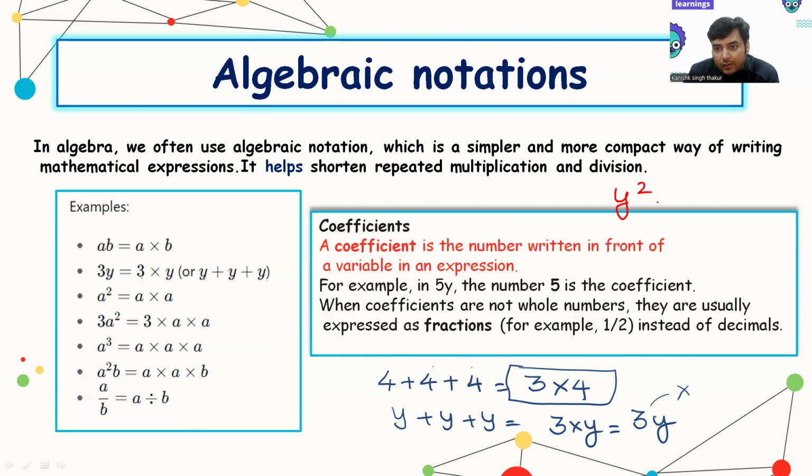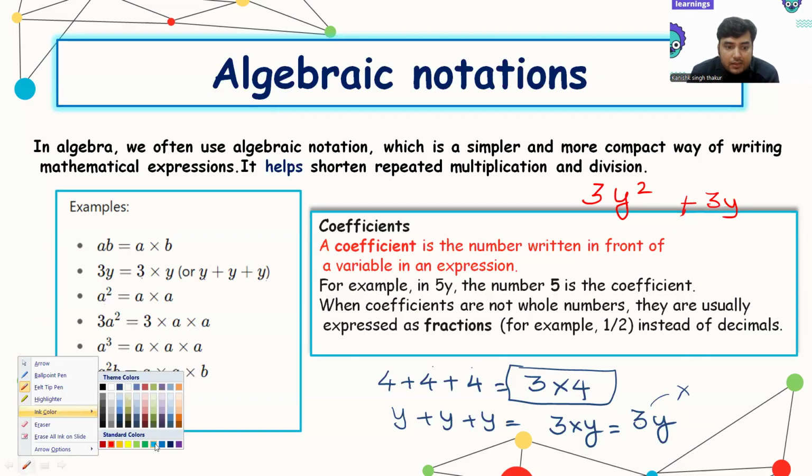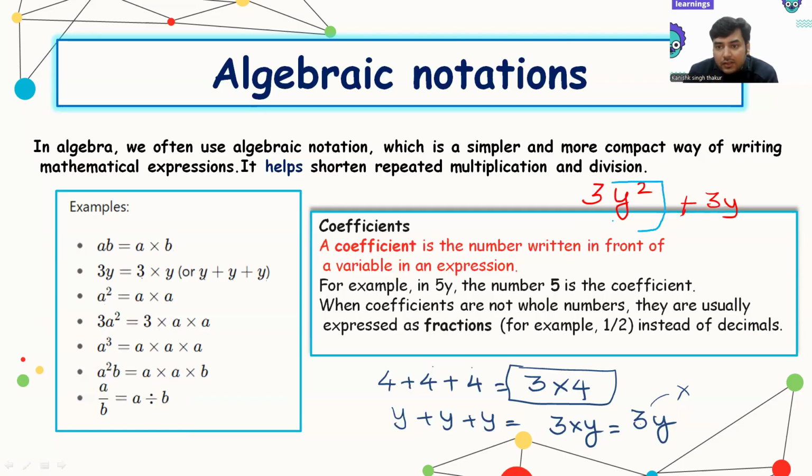If you write 3y square, this cannot be added to 3y. Remember, only like terms are added or subtracted. You must be thinking that it is 3y times y, so I can add. No. Exactly the same term should be there, only the front number should be different. That's it, then only it can be added. So if it is y square here, and y here, it cannot be added.